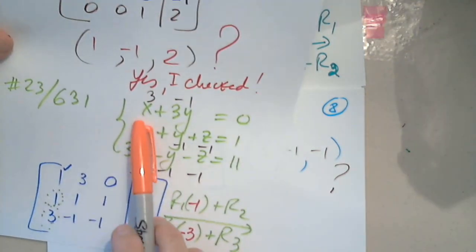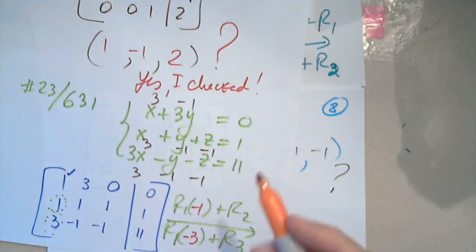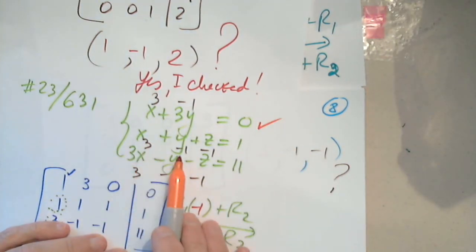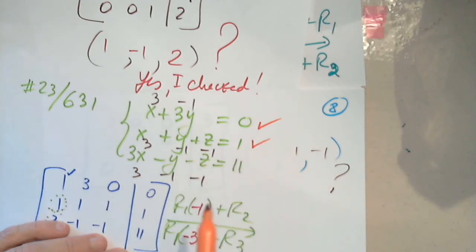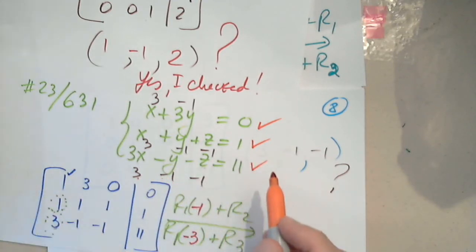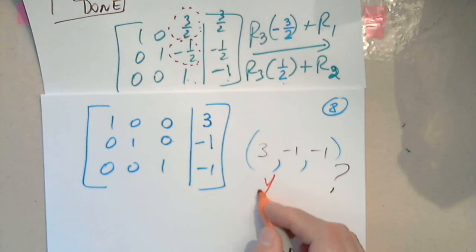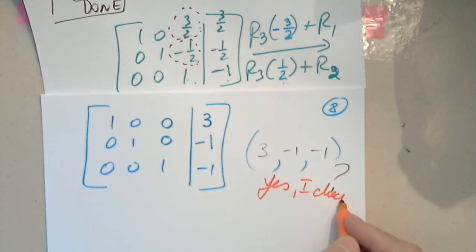Okay. 3 minus 3. Yes. 3 minus 1. 2 minus 1. 1. Yes. 3 times 3 is 9, but plus 1 is 10, and plus 1 is 11. Yes. A sigh of relief. Yes, I checked.